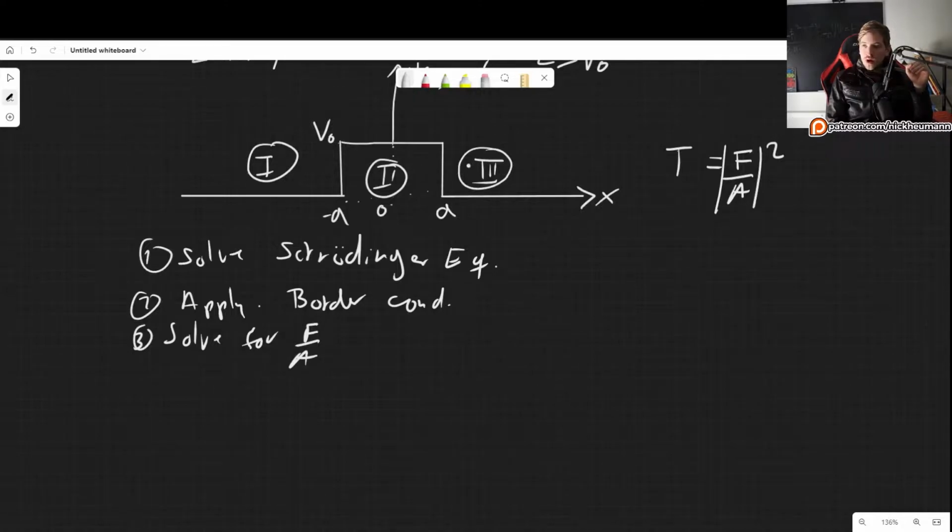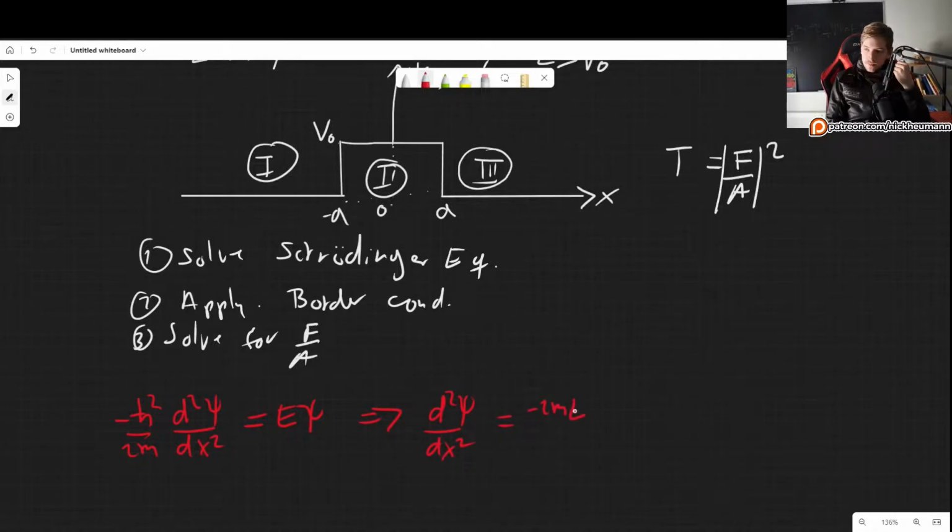So in regions 1 and 3, there is no potential. So the Schrödinger equation that we need to solve is simply minus h bar squared over 2m, second derivative of psi with respect to x squared, and this is equal to E psi. So from here, of course, we get our famous equation that we have solved many times over. This is minus 2mE over h bar squared times psi. And we can call this thing right here k squared.